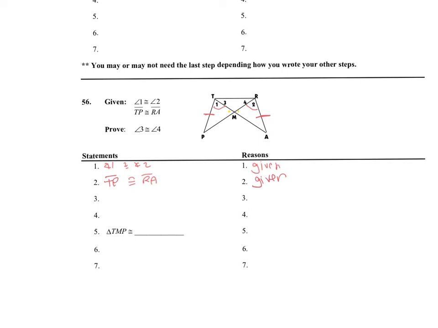And so in my next step, I'm going to say that angle TMP and angle RMA are vertical angles, and that's just the definition of vertical angles. And then I'm going to go one step further in step 4 and say that angle TMP is congruent to angle RMA, and that is by the vertical angle theorem.